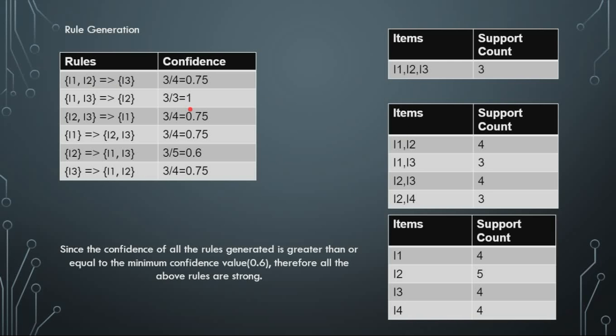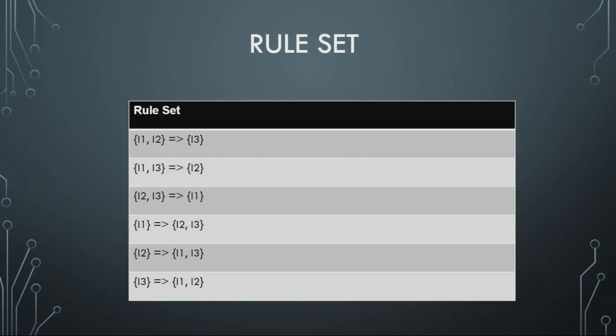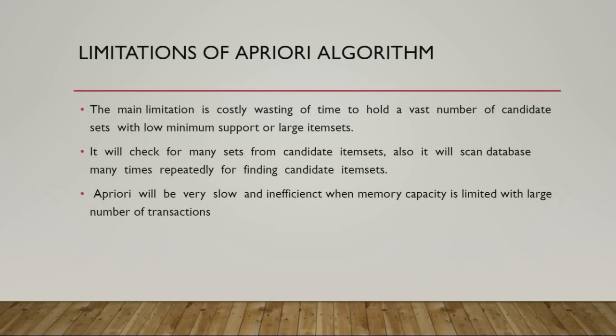And similarly, we can compute the confidence of all of these rules. We can see that the confidence of all the rules generated is greater than or equal to the minimum confidence value, that was 0.6. Therefore, all the rules that are generated are strong. So they all will be included in the rule set.